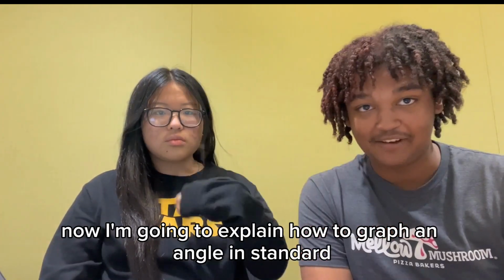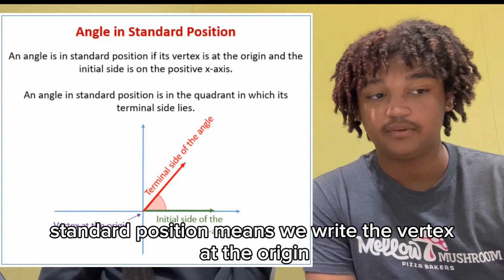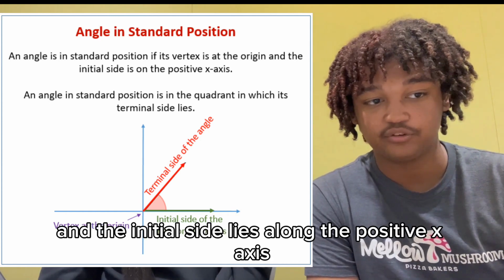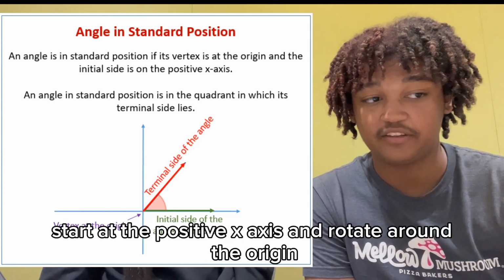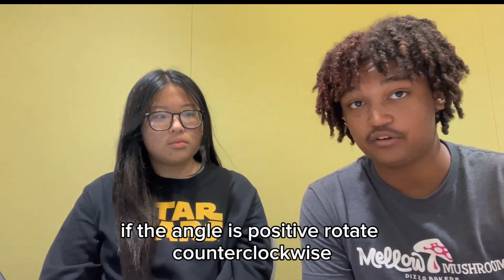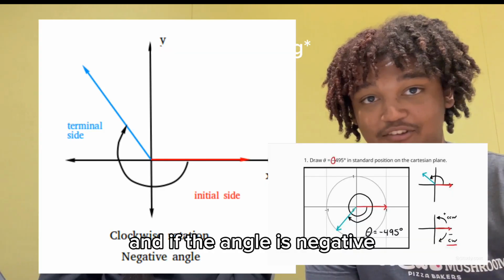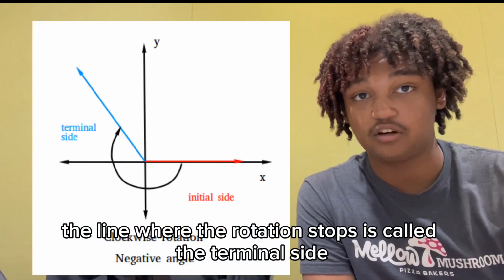Now I'm going to explain how to graph an angle in standard position. Standard position means the vertex is at the origin and the initial side lies along the positive x-axis. To graph an angle, start at the positive x-axis and rotate around the origin. If the angle is positive, rotate counterclockwise, and if the angle is negative, rotate clockwise. The line where the rotation stops is called the terminal side.